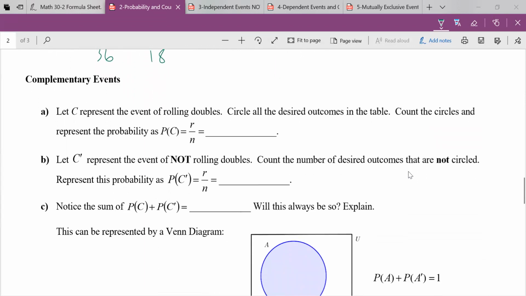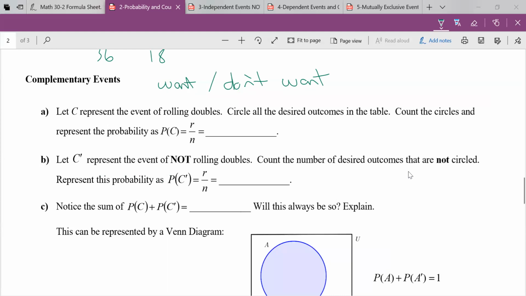Okay, complementary events. Remember what it means to be complementary. It means we're looking at two different things: what we want and what we don't want. A lot of people like to use the word opposite. We've got to be a little careful about using the word opposite, the opposite of what I want. You're usually fine if you think that way, but just be careful. Think about it as what I want and what I don't want.